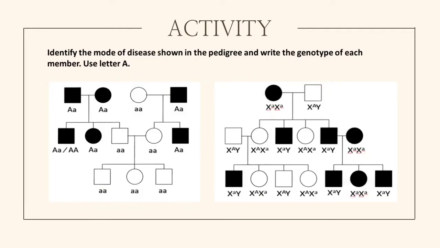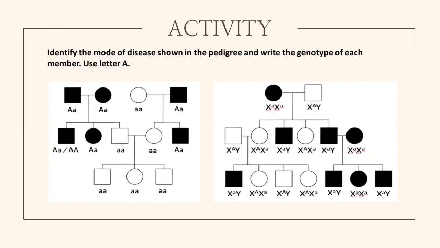Okay? So let's have in here activity number 2. Okay? So all you need to do is to identify the mode of disease shown in the pedigree and write the genotype of each member. Okay? All you need to do is to use letter A. Okay? So, in here, meron tayo iba't ibang example dito, which is the autosomal dominant, and this one is the X-linked dominant.